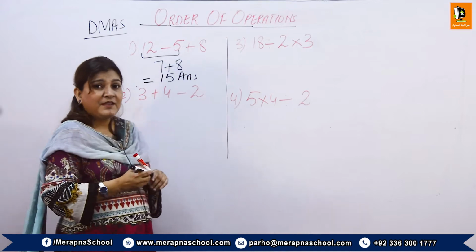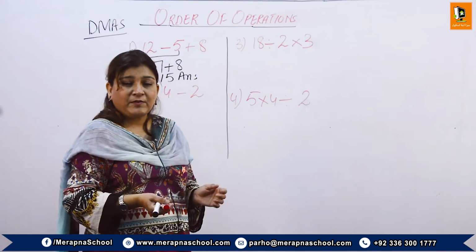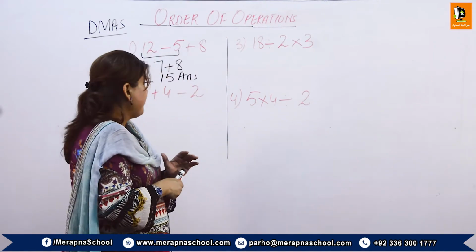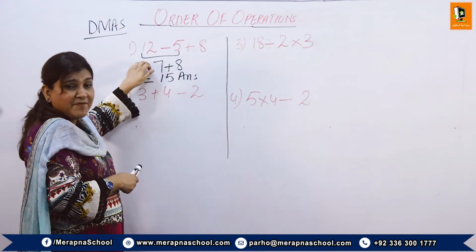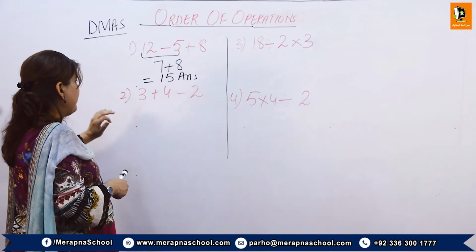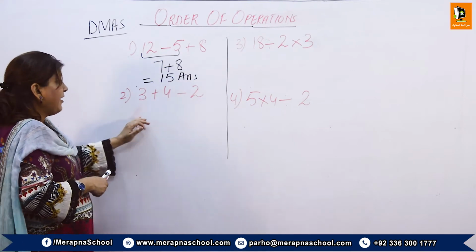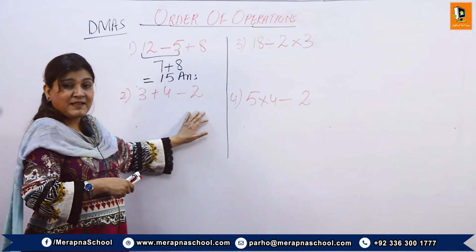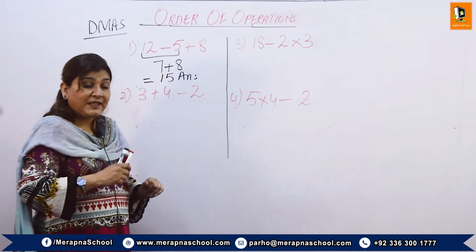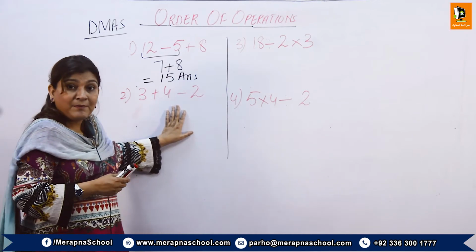How do we solve it? We solve first from the left hand side. So from left hand side we know that 12 minus 5 we are going to solve. Same method we follow number 2. Here we have plus sign first and minus sign afterward. So you will say, miss, we have to do the minus first.